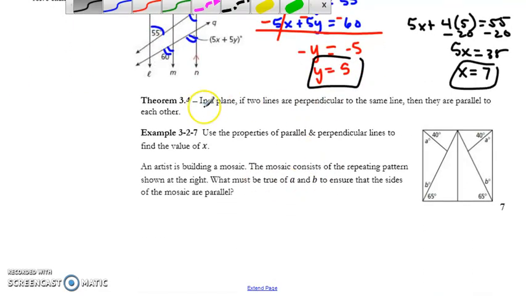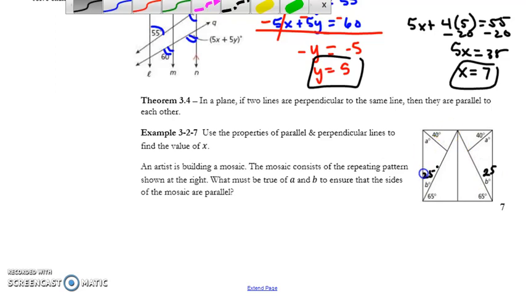All right. In a plane, if two lines are perpendicular to the same line, then they are parallel to each other. That is a theorem. The next is going to be if we use the property of parallel and perpendicular lines, we can find the value of x for this kind of artsy mosaic piece here. So let's take a look then. This would have to be adding up to form a right angle. So 65 subtracted from 90 is going to give you 25.